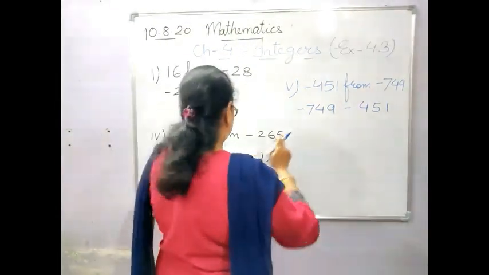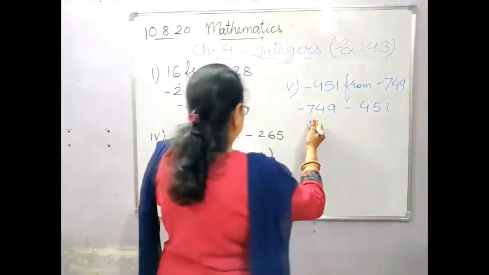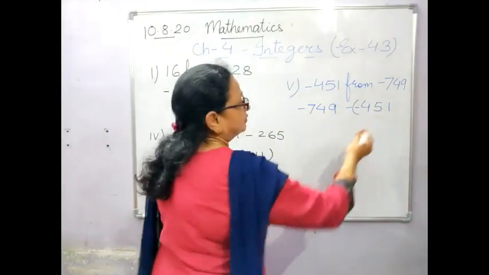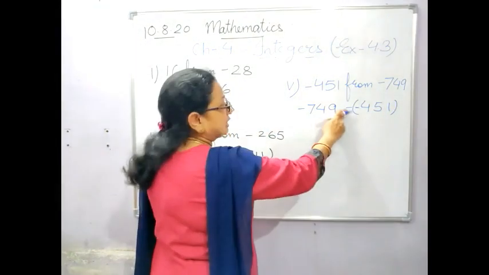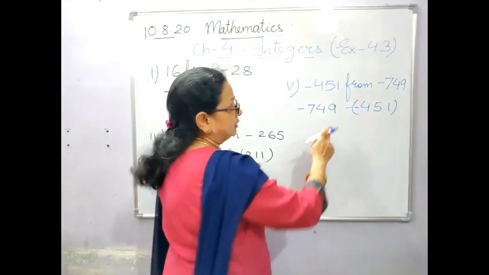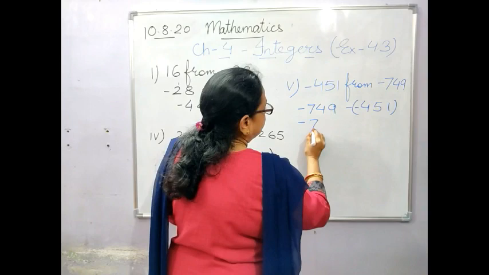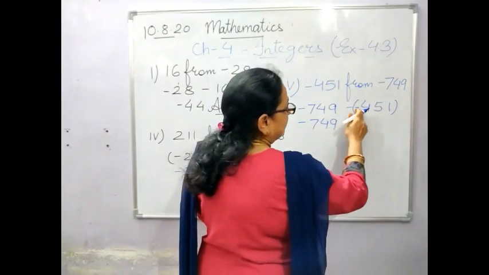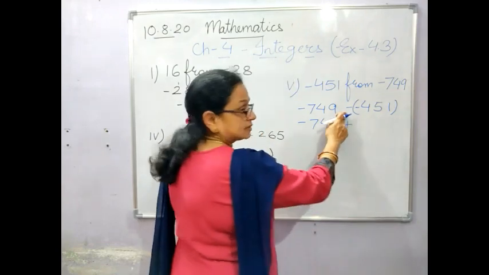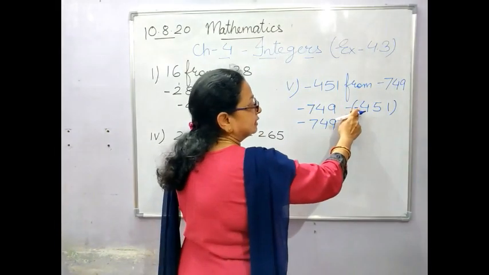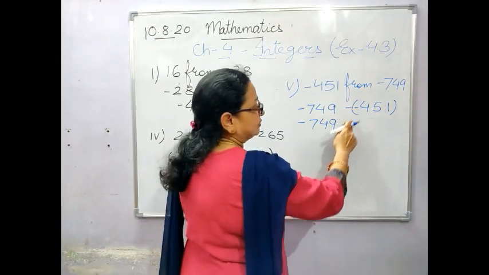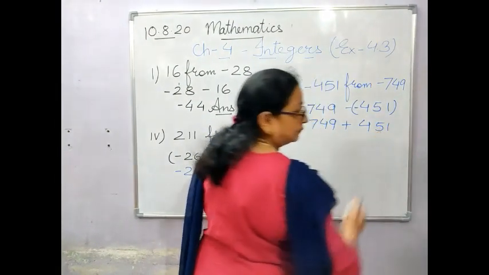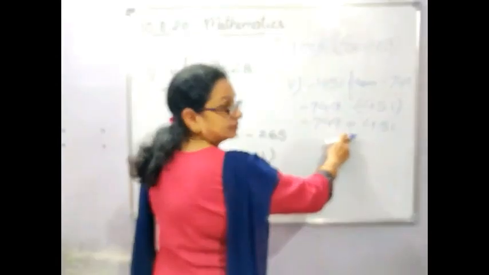So what will we do? First we will see, this is the sign of subtraction, and this was the sign of this number. Now we will first solve the bracket. There is no bracket, so we will copy down the same. Minus, minus becomes plus. When the minus is outside the bracket, the inside sign will change and it will become plus 451.